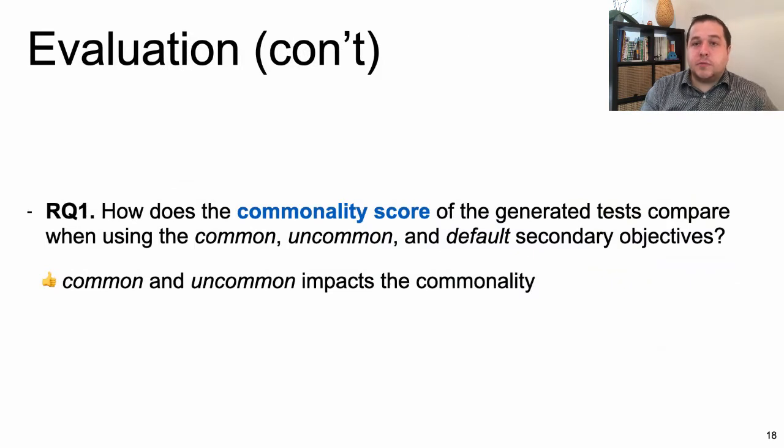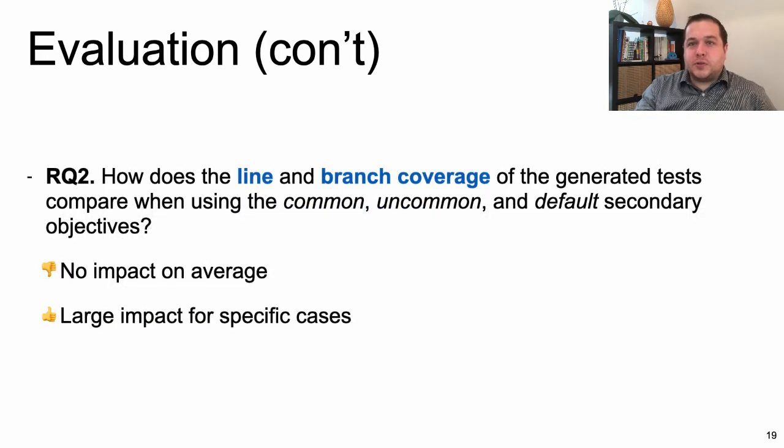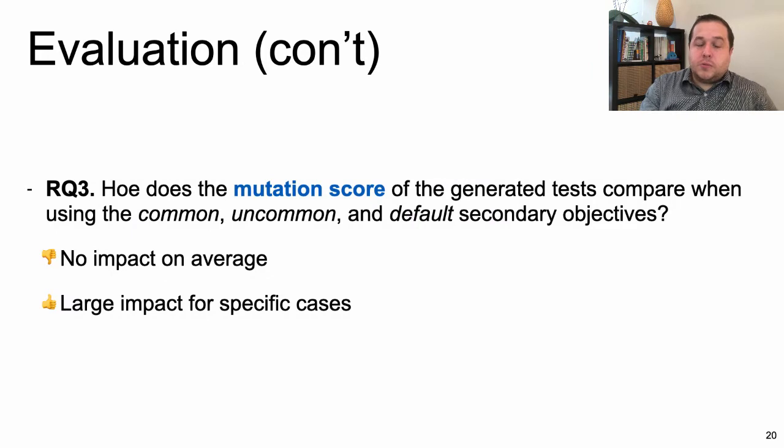To summarize, how does the commonality score of the generated tests compare when using common and uncommon versus the default secondary objective? Common and uncommon secondary objectives impact the commonality. Looking at the structural coverage, commonality and uncommonality secondary objectives have a very low impact on average, but still have some large impact in very specific cases. Future research will focus on systematically identifying those specific cases to know when it is interesting to use commonality and uncommonality. Same observation for fault finding capabilities. The mutation score has a very low impact on average, but again, in some specific cases, a very large impact is observed. So that's it for our results.